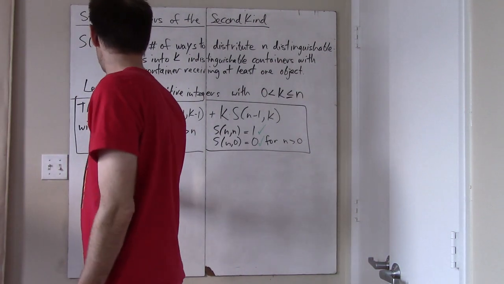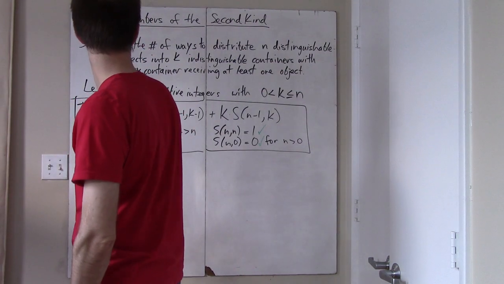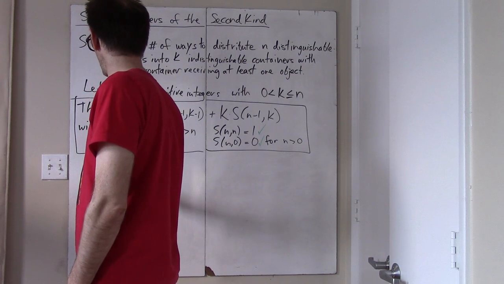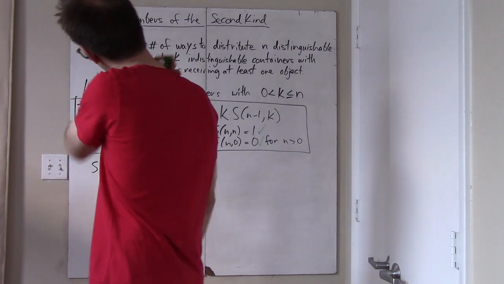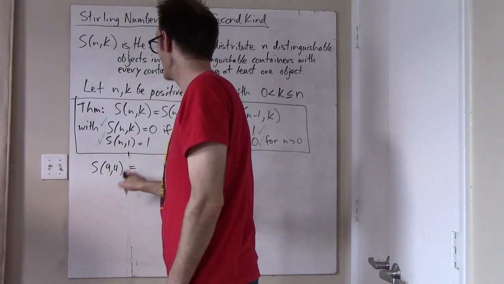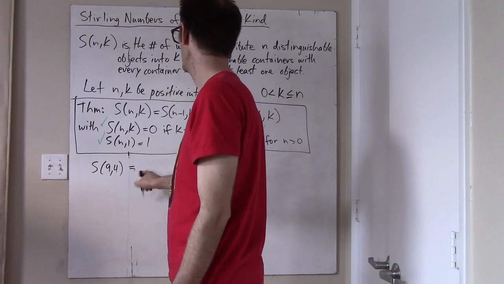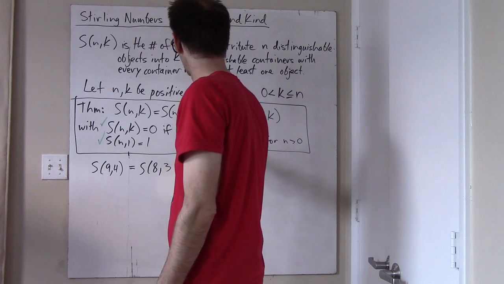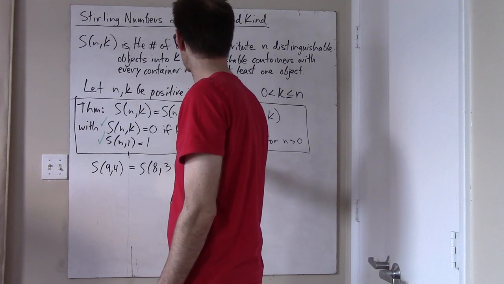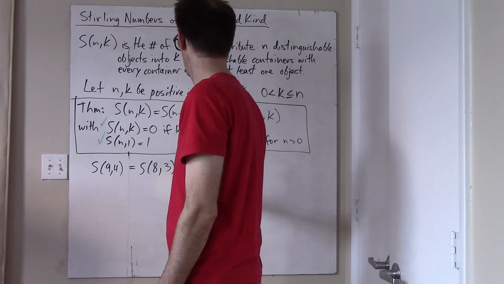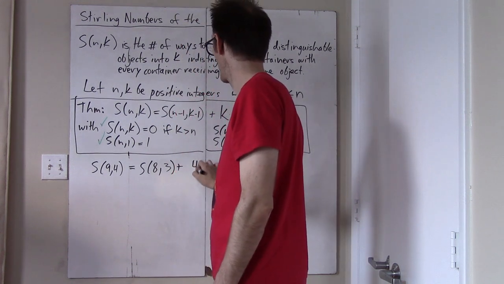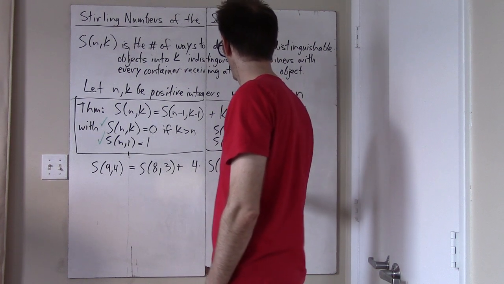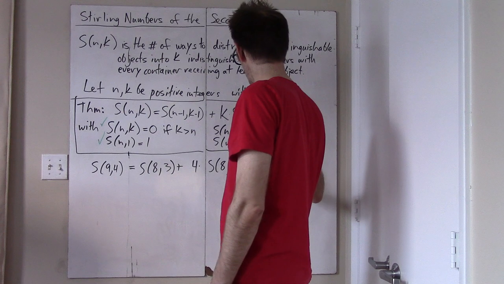Let's just let the numbers be something chill. So let's suppose I want to do S(9,4). Okay. Well, according to this formula, S(9,4) should be S(8,3) plus 4 times S(8,4). Okay, why should this be true?